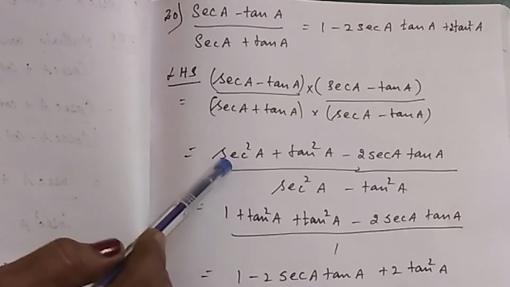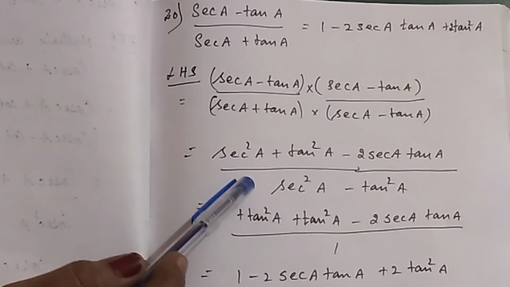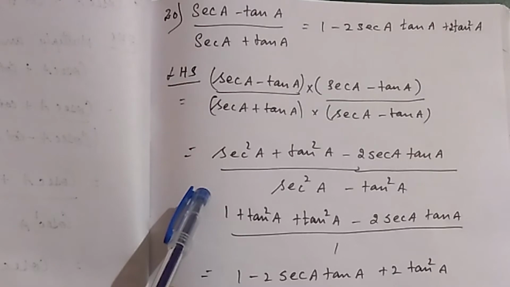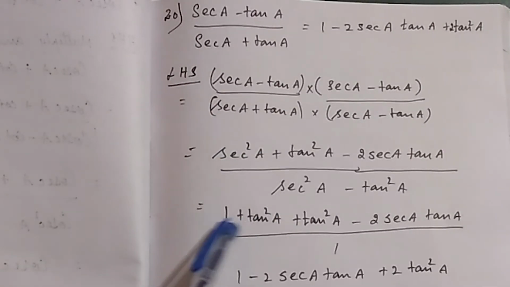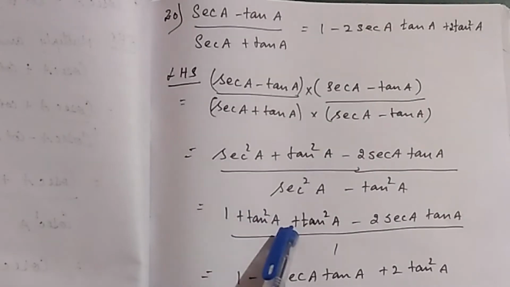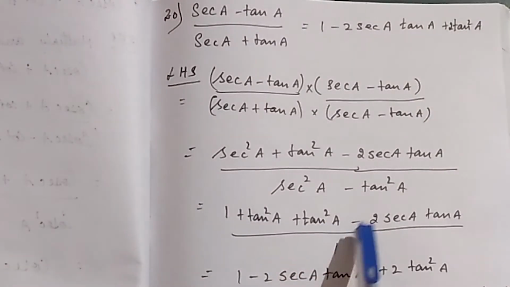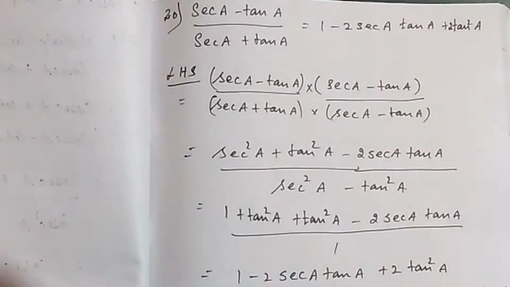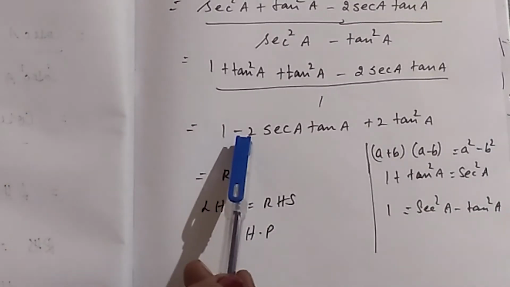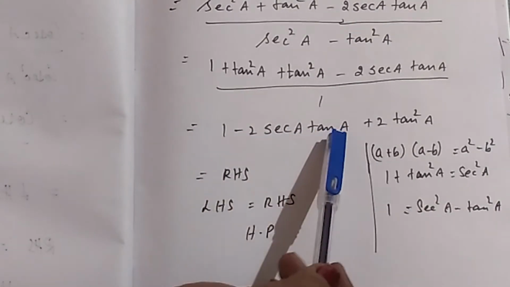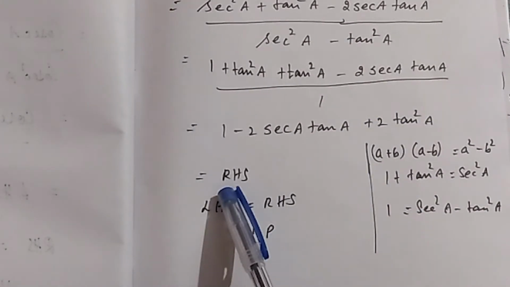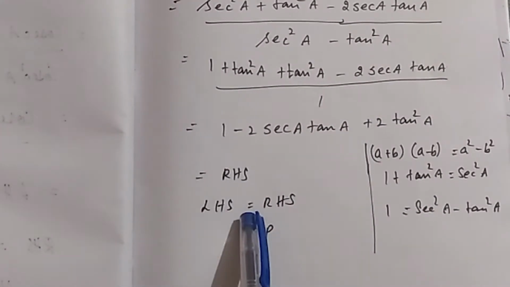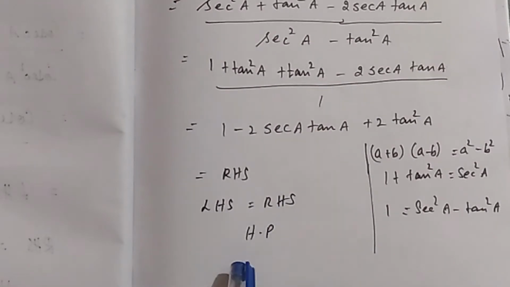So can I write this secant squared A is equal to 1 plus tan squared A? So write secant squared A is equal to 1 plus tan squared A, plus tan squared A minus 2 secant A tan A. So you will get 1 minus 2 secant A tan A plus 2 tan squared A. That is right hand side. Left hand side is equal to right hand side. Hence, true. Okay.